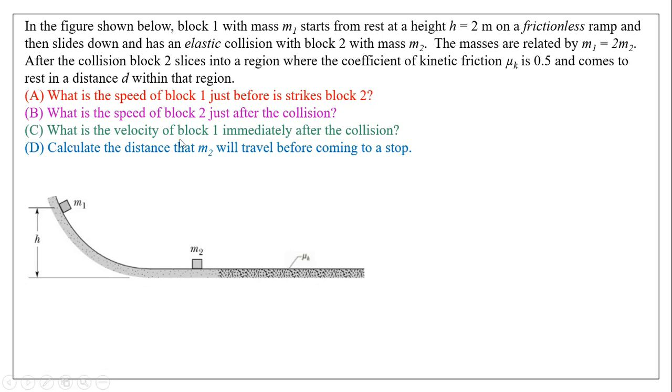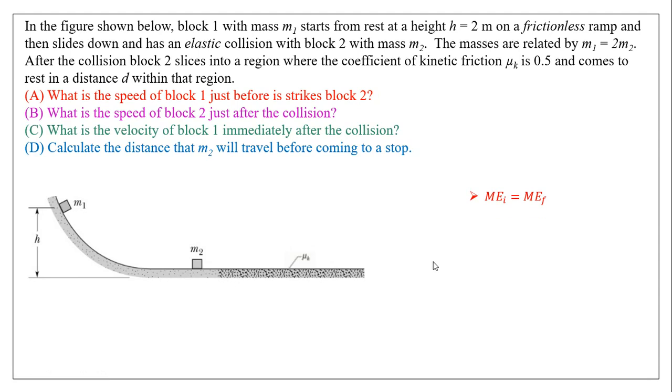All right, other than that, I'm just going to go ahead and get going with part A, B, C, and D. If you need to, pause it, read it for yourself. Part A wants you to find the speed of block 1 just before it strikes block 2. So this block 1 is going to slide down this frictionless ramp, curve, whatever you want to call it, and then it's going to attain some speed. So what is that speed at the bottom?